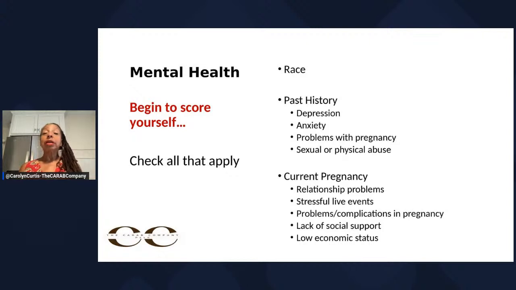Sometimes the pregnancy can be seen as a traumatic event for the mom. So were there problems with a previous pregnancy? Has there been any history of sexual or physical abuse? If we were to look at what's going on with the current pregnancy now, are there problems with the relationship with the father? Or even within the extended family? These things will affect mom.